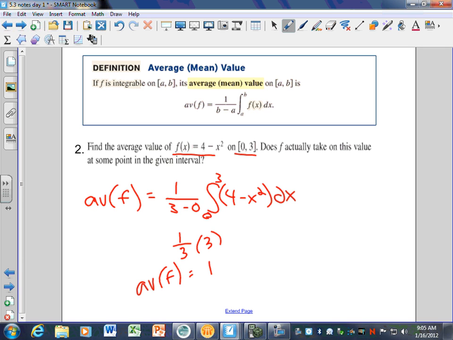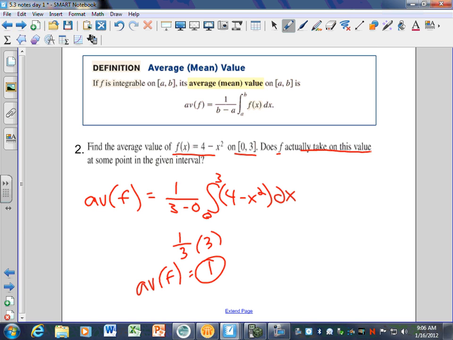And then my second part leads us into this theorem. It says, does f actually take on this value at some point in the given interval? And so we did this with derivatives. I don't know if you remember, like average value, mean value theorem. We had that thing when you found the mean value, and then you wanted to find where does the function actually equal that. And so what you want to do is to answer this, to find where does it actually equal that, you just want to set the function equal to this value.